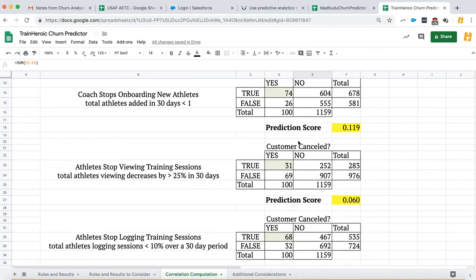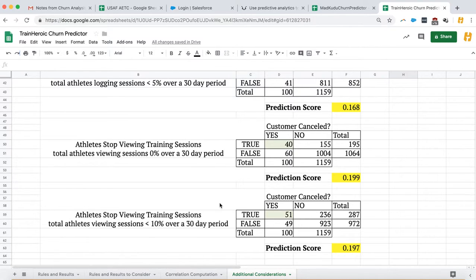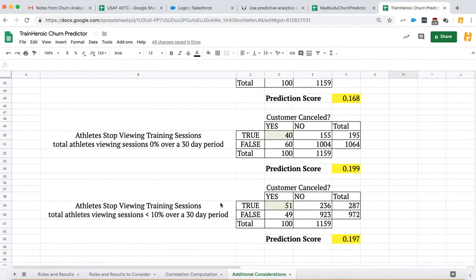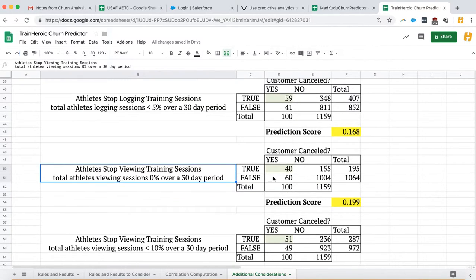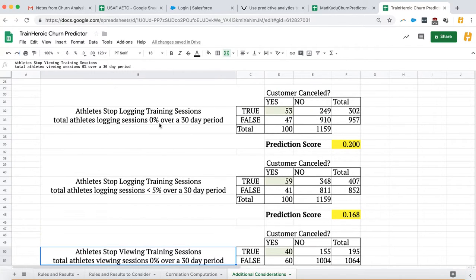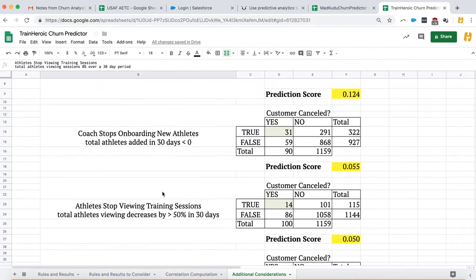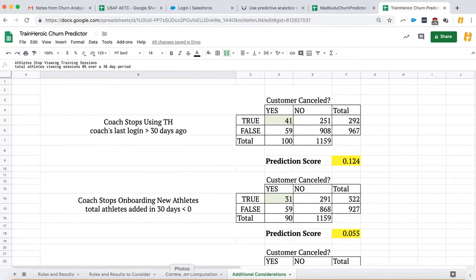So anyways, you'll find these calculations throughout here. And then for the additional considerations, I ran those calculations just so you can see. For example, this idea of viewing training sessions 0%, I raised it from 0 to less than 10%, and it really didn't change the correlation a whole lot. Same thing here for logging a training session. I went from 0 to 5 to see how that would change the threshold, and it actually changed quite significantly. So we can play with this as much as we want. I've got a good understanding of how this whole thing works.